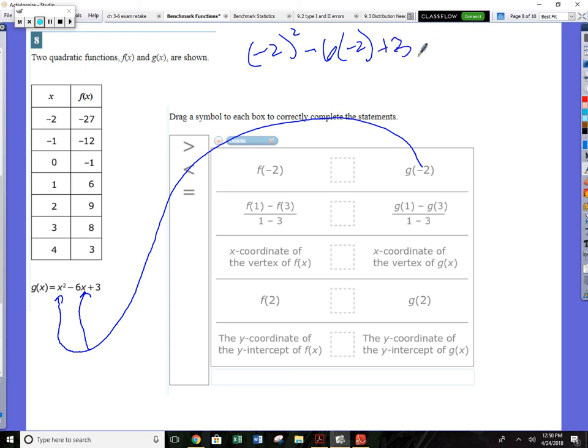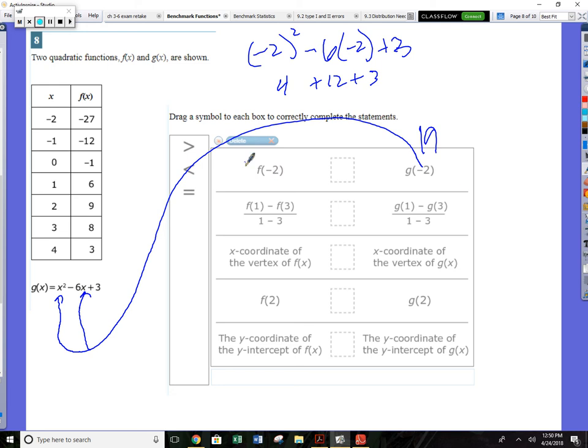Okay, we can do this with some mental math. Negative 2 times negative 2, that's positive 4. Negative 6 times negative 2, that's positive 12. And then I got a plus 3. So 4 plus 12 plus 3, 16, 17. This guy right here is 19.